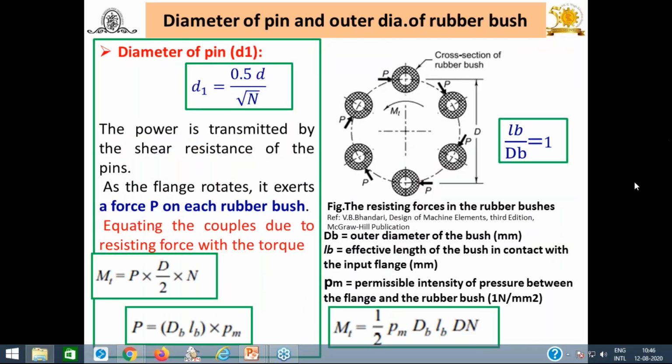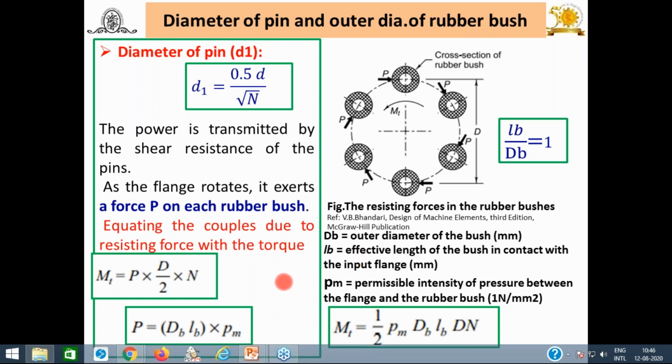Now look at this. First of all, yesterday in the rigid flange coupling, we calculated the nominal diameter of the bolt. But in this case, we are going to use a pin. A pin has a head, then a shank part, and at the end there is a step having threads. And to connect these two flanges, the input as well as the output flange, we have to use a nut. Now here, how to find out the diameter of the pin?